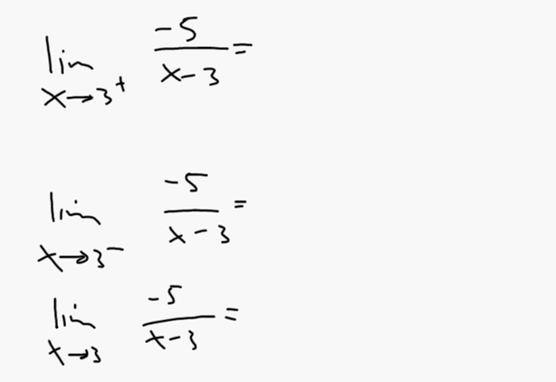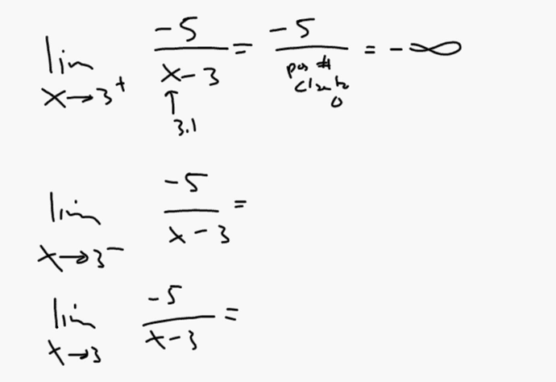So for this first one, if we plug in a number like 3.1 into here, 3.1 minus 3 is going to be very small, or I should say a positive number that's close to 0. So we have negative 5 divided by some positive number that's close to 0. Well, that's going to give us negative infinity, right? Because you're going to take negative 5 and break it into many, many, many parts.